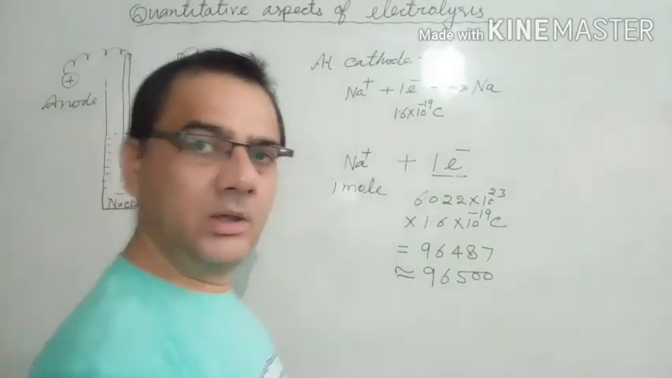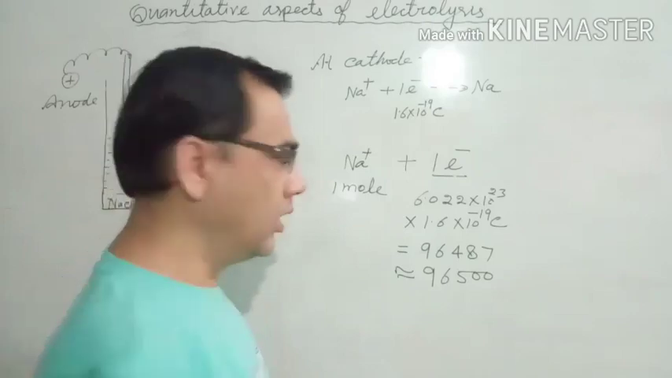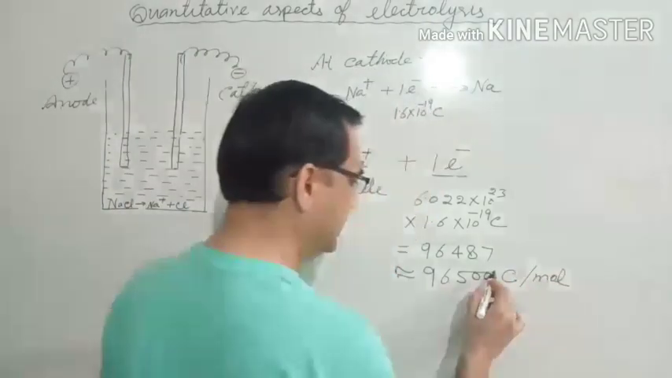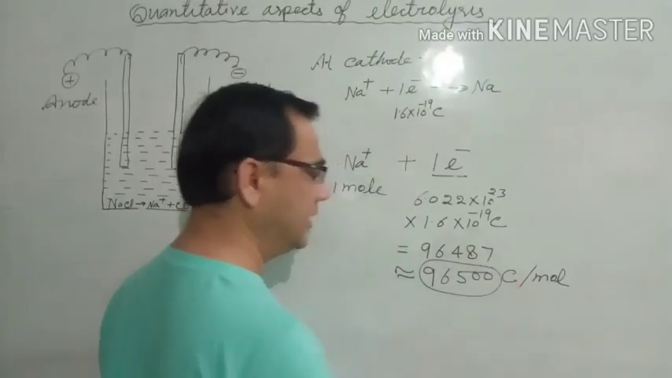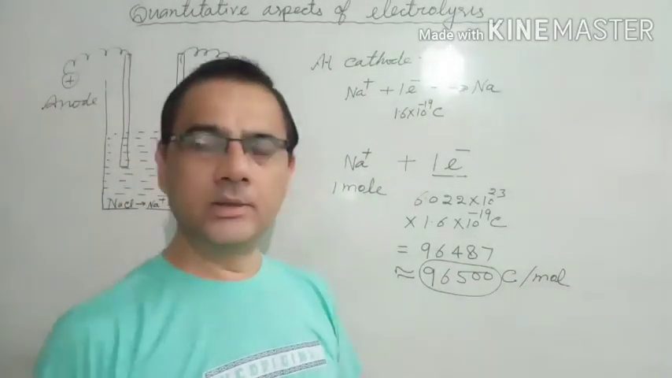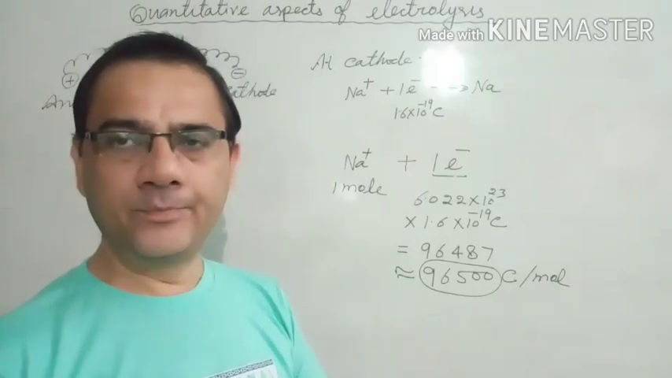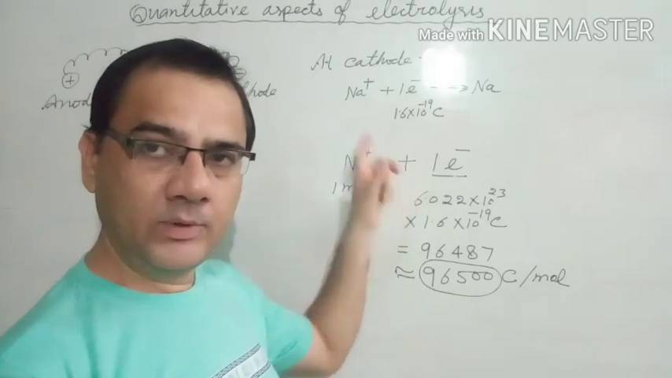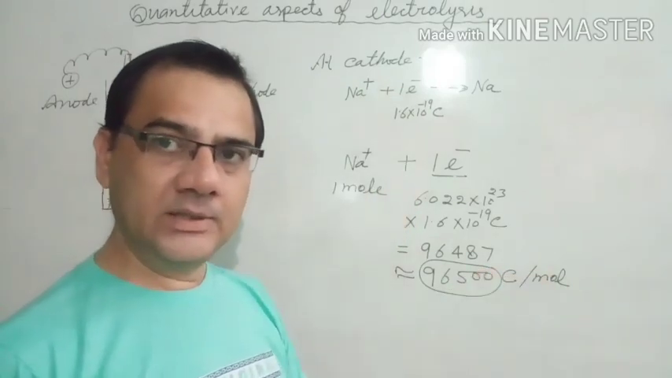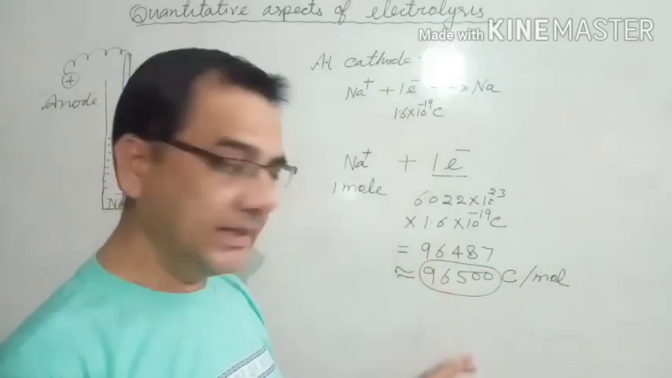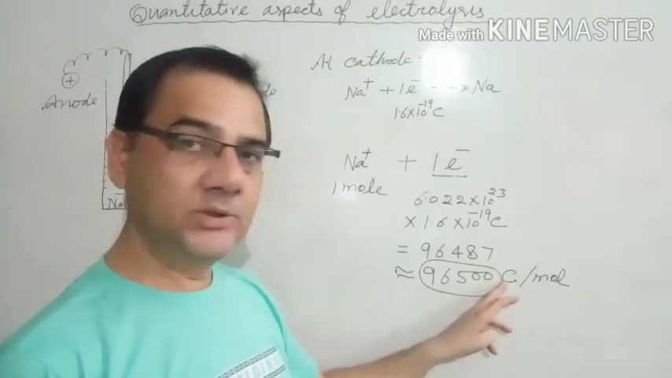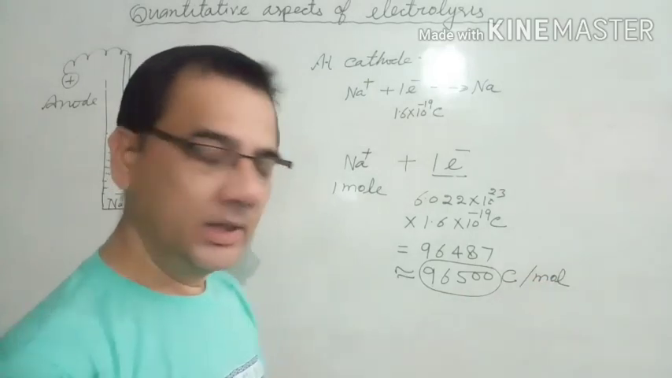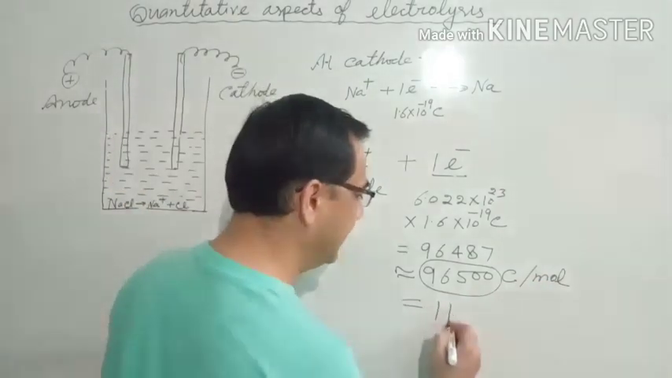This 96,500 is also written in coulomb, and we write coulomb per mole. And this 96,500 coulomb per mole is equal to 1 Faraday. It means if 1 mole of Na plus ion moves towards the cathode, it gains this much amount of charge, 96,500 coulomb of charge per mole, or it is equal to 1 Faraday.